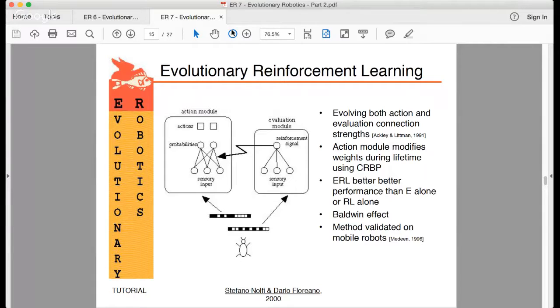So let's see evolutionary reinforcement learning. Evolving both the action and evaluation connection strength. Action modules modify weights during lifetime using techniques such as CRBP.